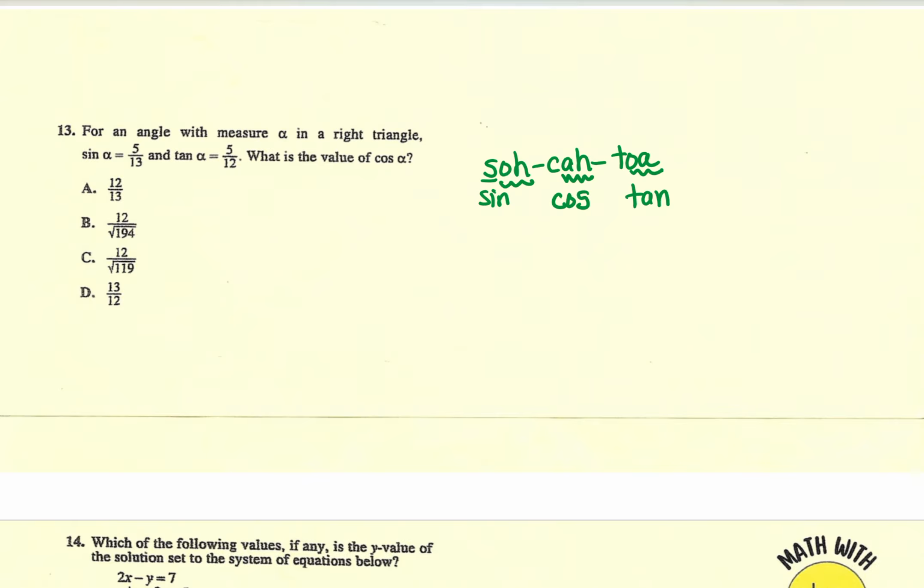I think the quickest way to work this problem is, let's go back to the problem. The sine is the opposite over the hypotenuse. The tangent is the opposite over the adjacent. They want the cosine, which is the adjacent over the hypotenuse. So the adjacent is going to be the 12, and the hypotenuse is going to be the 13. So therefore, my answer is the 12 over the 13, and that's answer A. That's a really common question, actually.